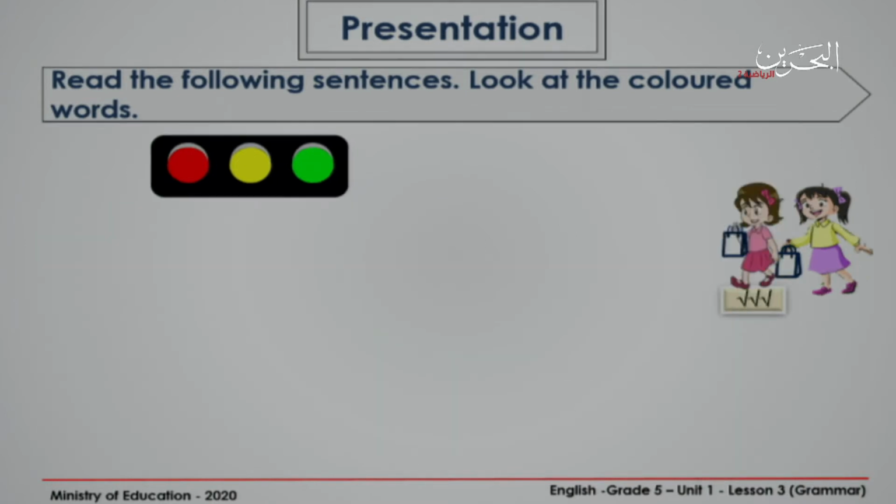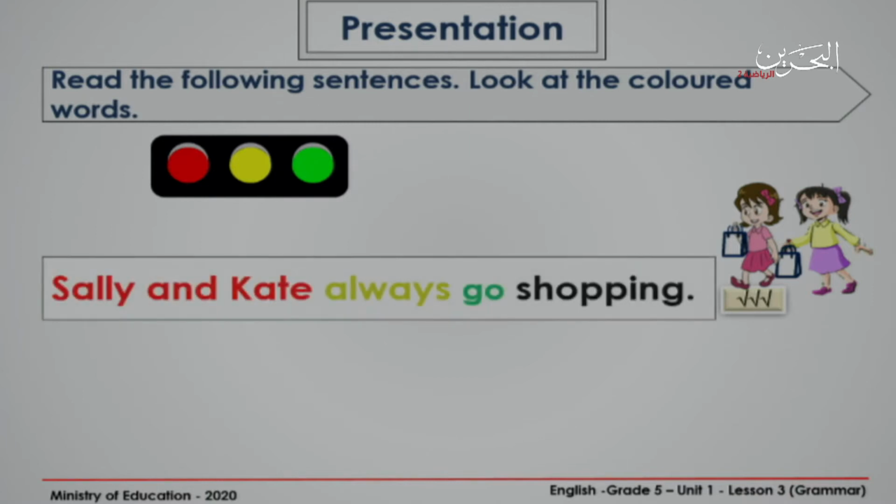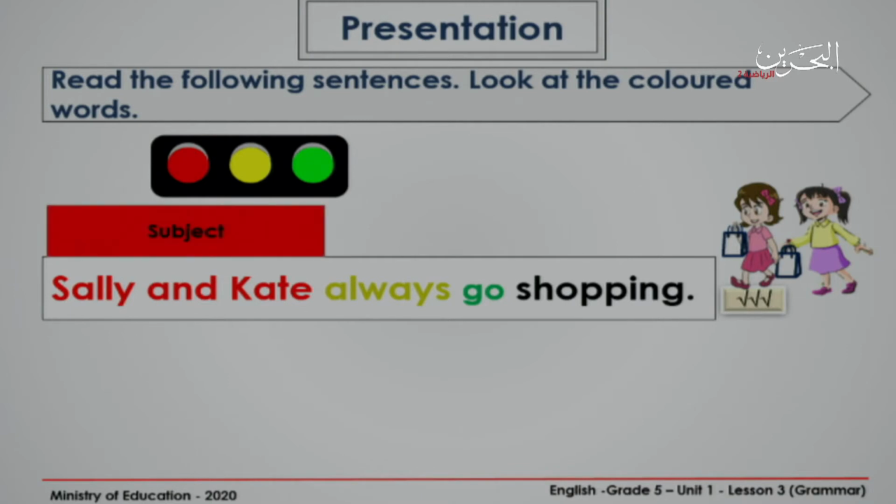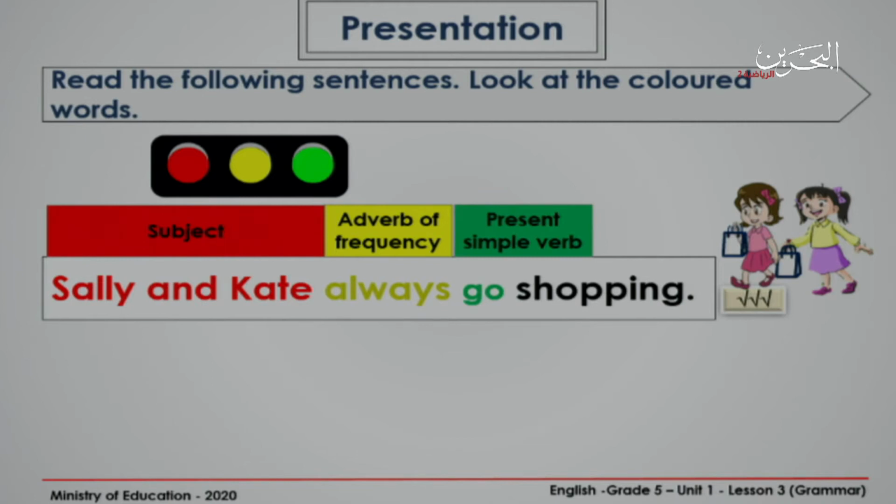Let's look at more examples. Look at the picture. This time we have 2 persons and you have 3 ticks. Which adverb is it? Always. Excellent. Let's read the sentence. Sally and Kate always go shopping. Again, where is the subject? It's Sally and Kate. Always is the adverb of frequency. Go is the verb in the present simple tense, and then you complete the sentence.